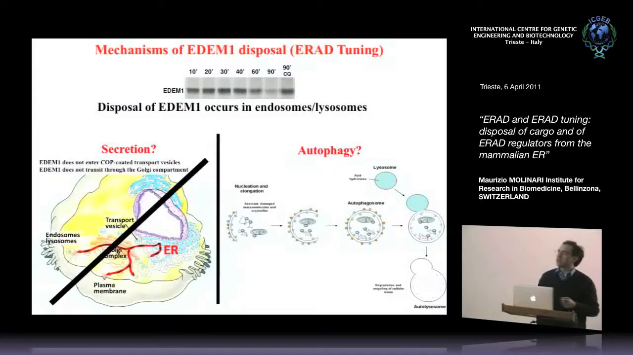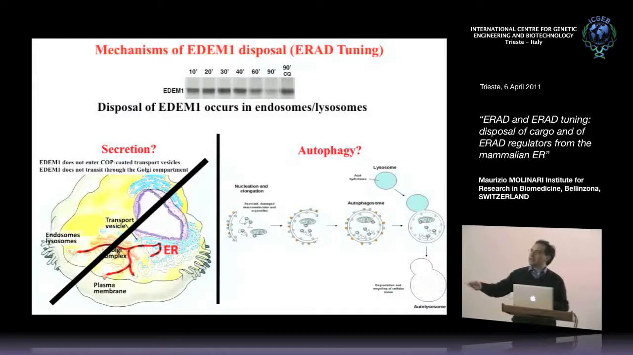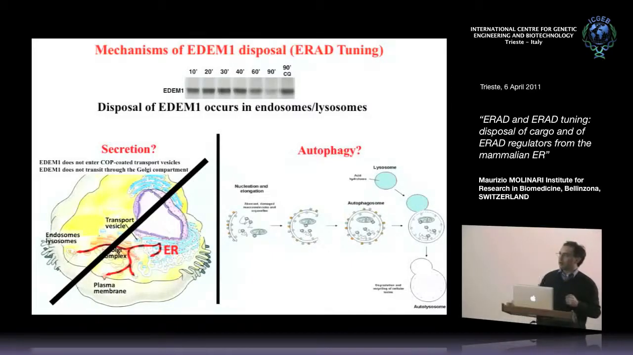So secretion is not correct. We know that EDEM never travels through the Golgi. And we know that for sure because EDEM is never in the Golgi. And if it went through the Golgi, the protein would be modified and would change its molecular weight, something that never happens for EDEM. So EDEM is not transported to the endosomes through the Golgi complex via secretion. So maybe autophagy.